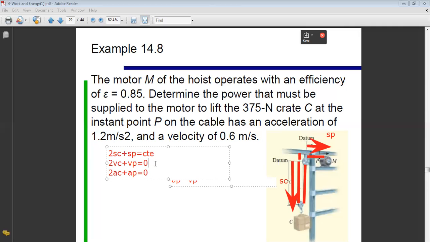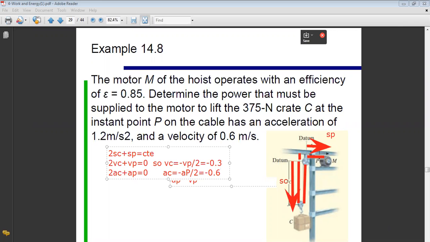So you can say here, VC is equal to minus VP over 2, which is equal to minus 0.3. And why is it negative? Because C will go up, okay? C will go upward. And you have that acceleration of C is equal to minus acceleration of P over 2, equals minus 0.6.